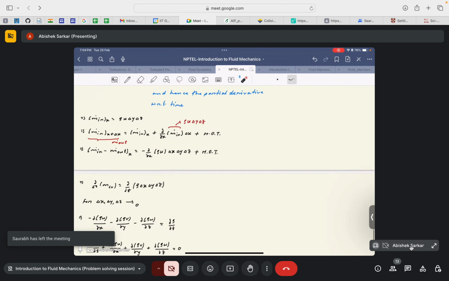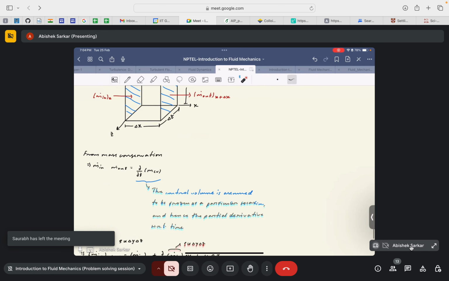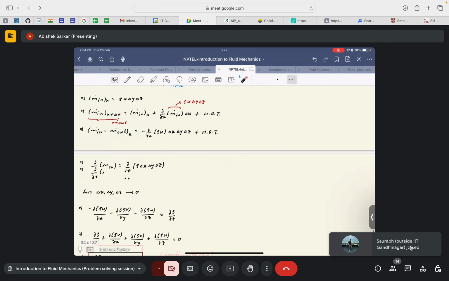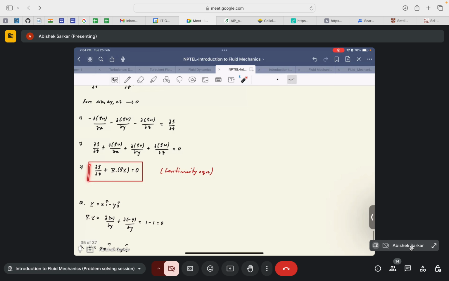So this derivation we have discussed for a Cartesian coordinate system based control volume. We can do it for any kind of coordinate system according to your choice, but finally the vector form should end up in this form, which gives the mass conservation equation or the continuity equation for the fluid flow. Okay.